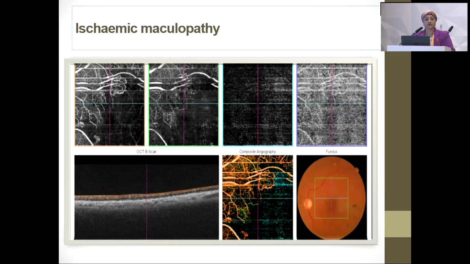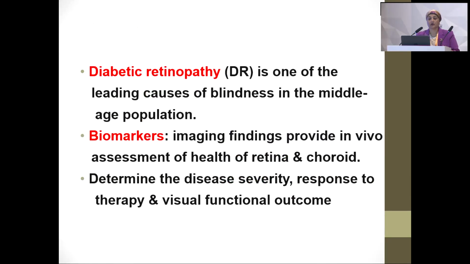And this is a more severe case with an obviously very enlarged, irregular foveal avascular zone, complete loss of the capillary flow in the macular area, with marked thinning in the B scan, which is a severe case of ischemic maculopathy. So these are the biomarkers which we might see and should comment upon in cases of diabetic macular edema.